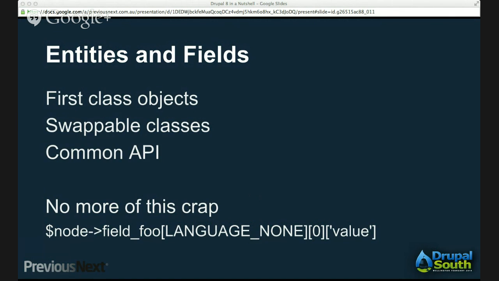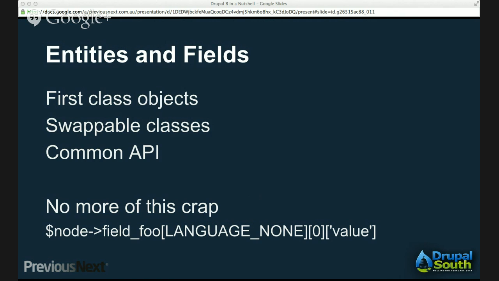Yeah, but every entity is a first-class object. So there is Node that implements Node interface, and if you don't like the way Node does something, you can say my Node implements Node interface and use that instead. It's a common API for everything, as we talked about before, and this is my favorite part.